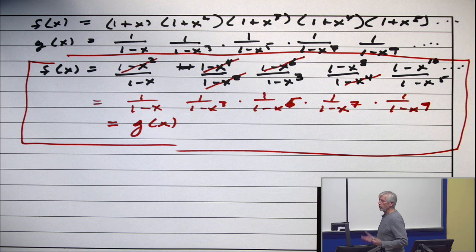So the two functions have exactly the same coefficients. And therefore, the number of partitions of 8,792 into distinct parts is exactly the same as the number of partitions of that same number into odd parts. And yet, I don't have a clue as to what that number is.